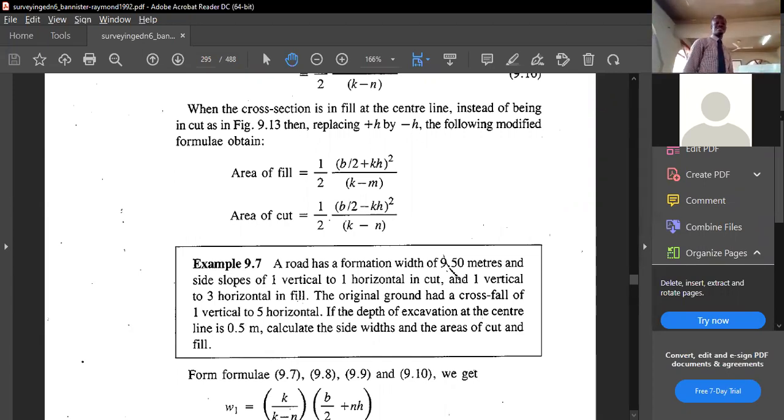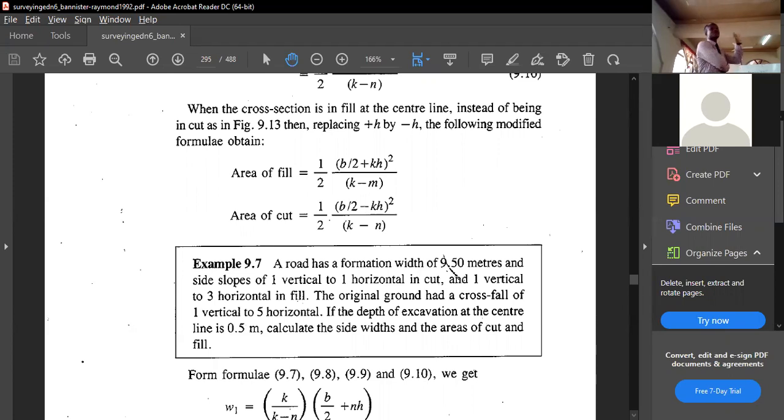All right, so let's do this one. A road has a formation width of, so as I say it, write just the part that's important. Don't write the story. A road has a formation width of 9.5 meters. What should you be writing? B, isn't it? Okay. And side slopes of 1 vertical to 1 horizontal in cut. What's that?